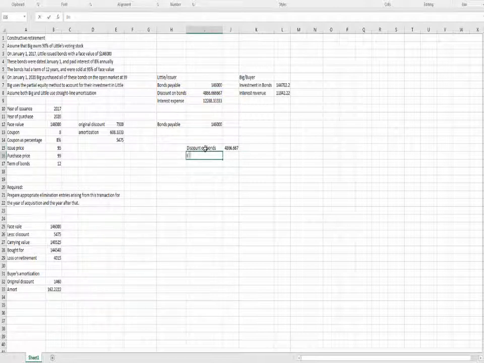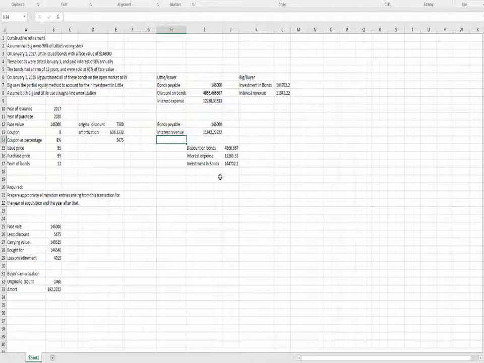Interest expense, we eliminate with a credit. Jumping over to Big, the buyer side, they've got a $144,000 bond investment, or investment in bonds. So that has to be eliminated with a credit. And then finally, they've got interest revenue, which gets eliminated with a debit. Interest revenue, of course, being a credit balance account, gets eliminated with a debit.